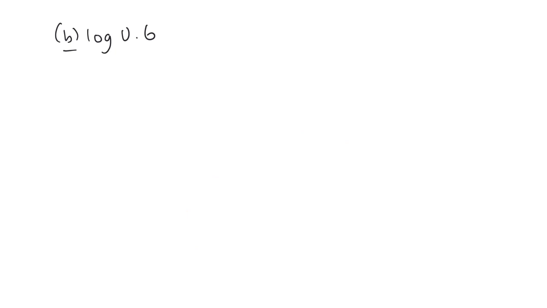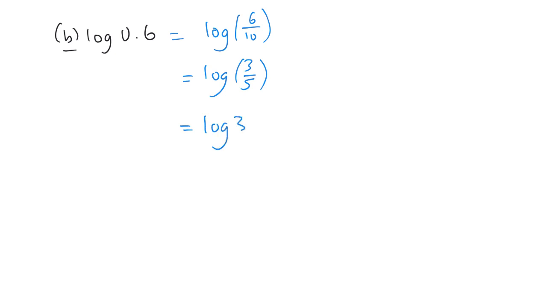The log of 0.6 then, we never want to be dealing with decimals, especially not with logs, so we'll change it into a fraction. So that's 6 over 10, which we know is 3 over 5. So we can write that using our rules of logs as the log of 3 minus the log of 5. The log of 3 is p and the log of 5 is q, so write that as p minus q.